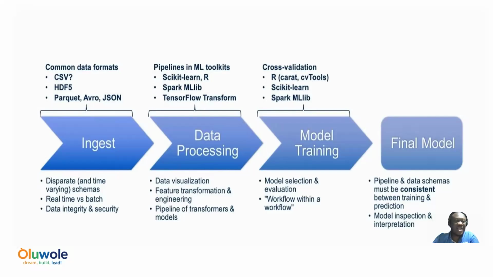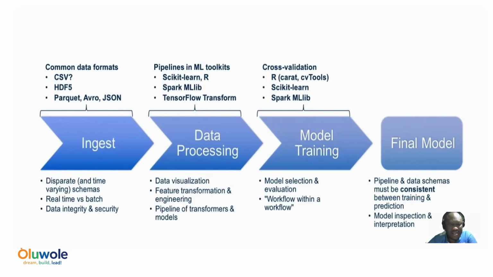Look at the ingestion. Your system must first be able to receive any data format. It shouldn't be restricted. Not just CSVs alone, but HDF, DICOM, Avro, JSON, whatever they are coming from. Then you can see something called disparate and time-varying. You must be able to tell at what time a particular data is coming. Is this real-time data that is just coming in, or data that has been set for batch processing? Then you check data integrity and the security of the data. Is this data coming in to intrude on our system?